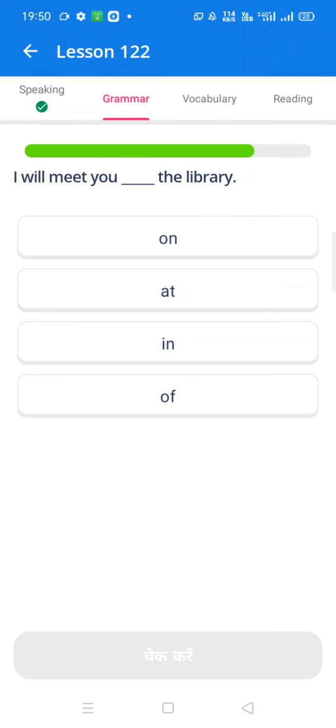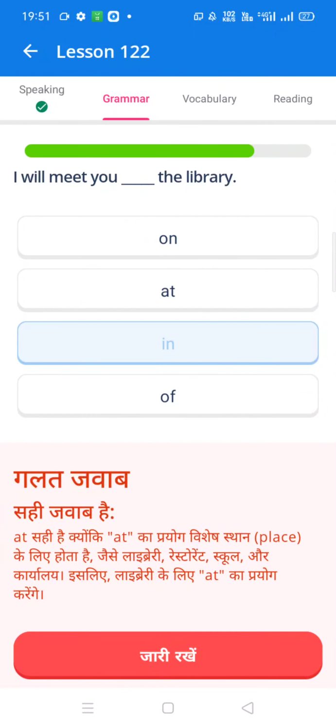I will meet you dash the library. On, at, in, or of? In, Tia. And Shikha, in. Let me check. At the library. It should be at the library. Okay, next question.